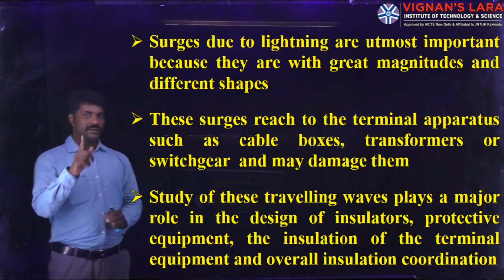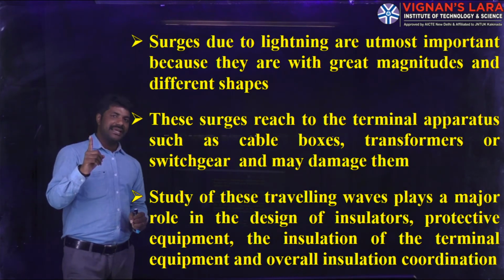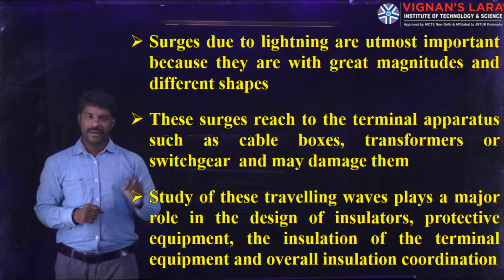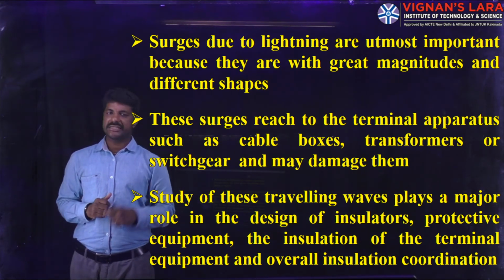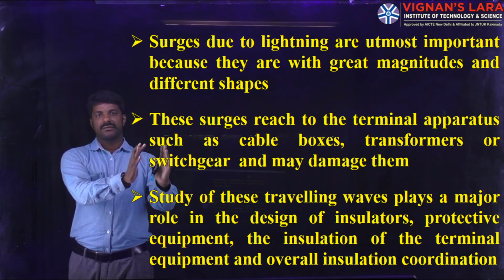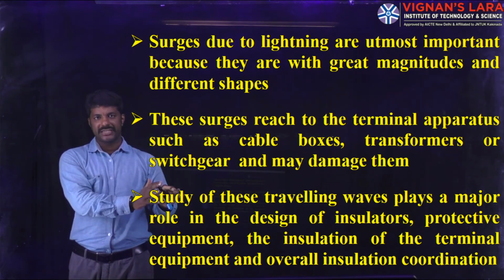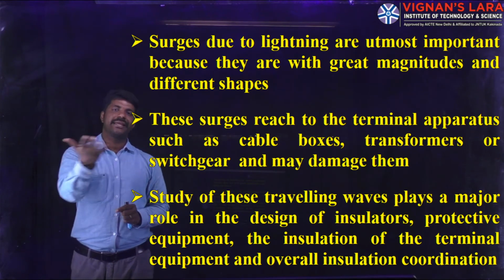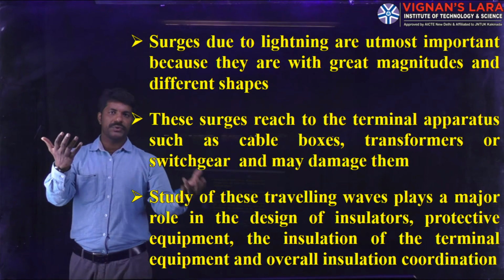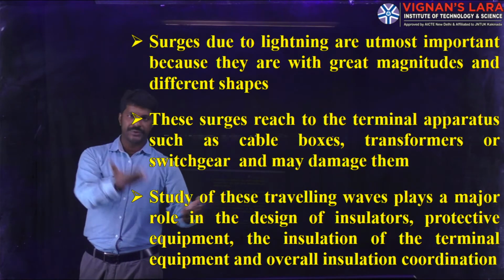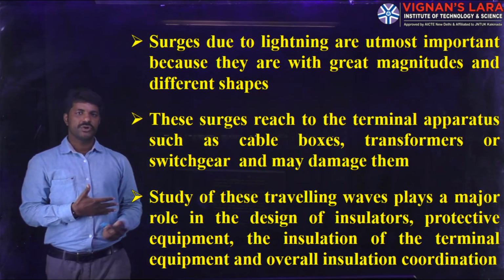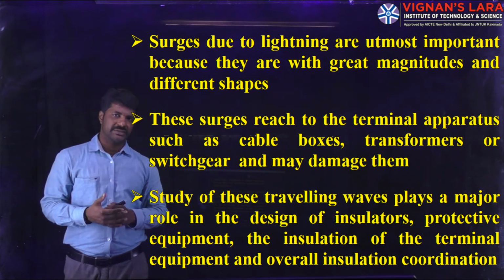So what I mean to say is, the transmission line is terminated with either cables called cable boxes, otherwise we will connect a transformer for the purpose of decreasing the voltage, because as we know, the overhead line will be operated with very high voltages. Those high voltages are not utilized at the utility point, we have to reduce those levels. So to decrease those levels, we generally use transformers.